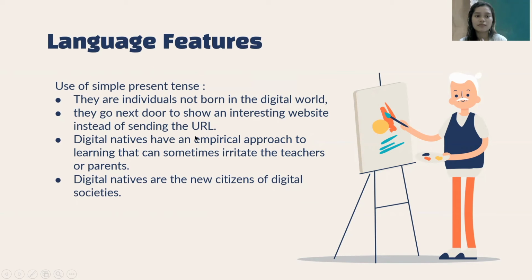So that digital natives have an empirical approach to learning that can sometimes irritate their teachers or parents. This is simple present tense too, because it uses finite verb one. So that digital natives are the new citizens of digital societies. This is the present tense too. And there is a lot from the text using simple present tense.